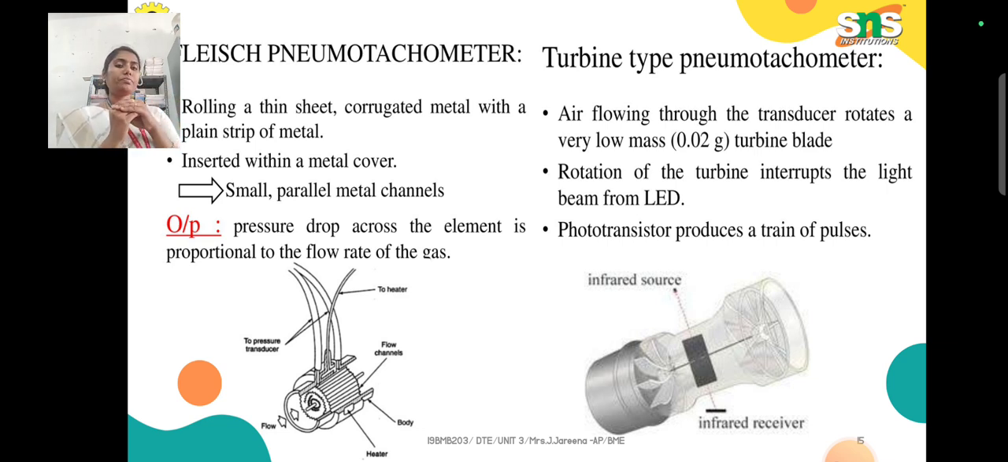The turbine type pneumotachometer is something different. Inside this setup we have a turbine, a blade-like component, the turbine blade. It keeps rotating whenever the person is blowing, and the turbine blade rotates based on the rate of the air flow we blow.